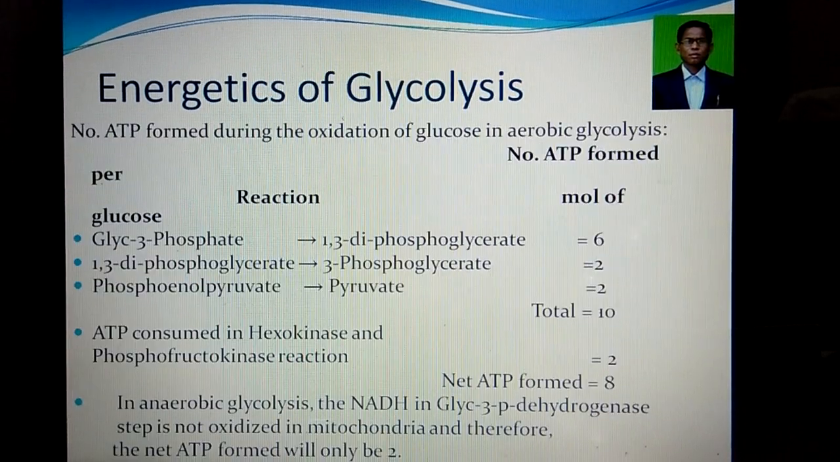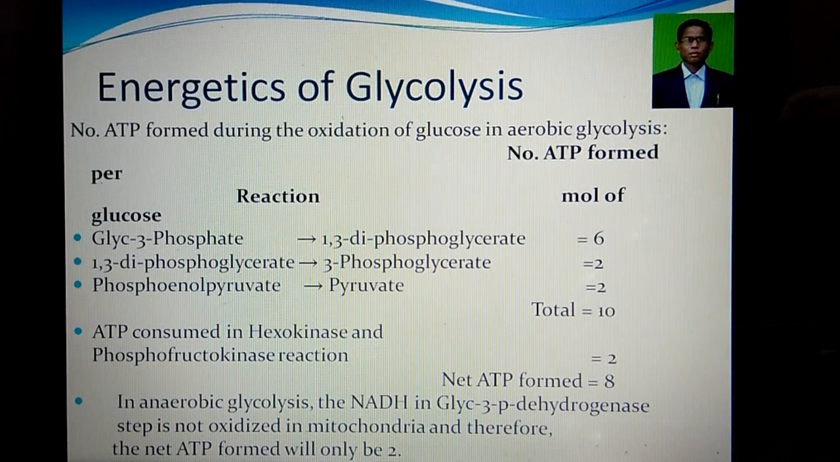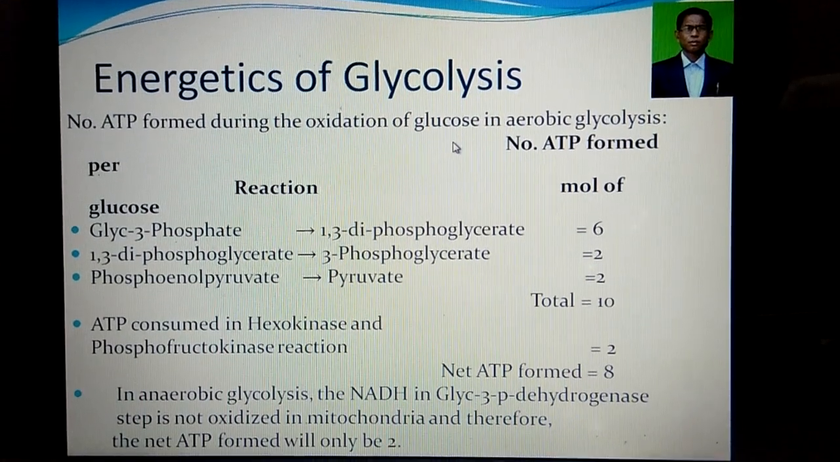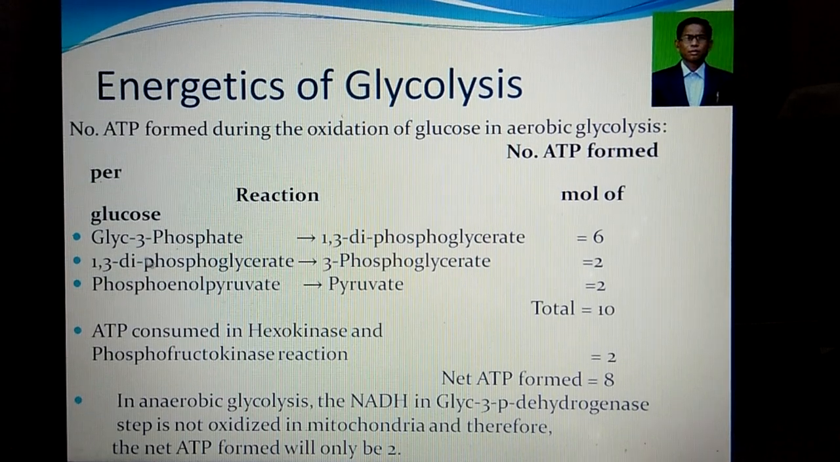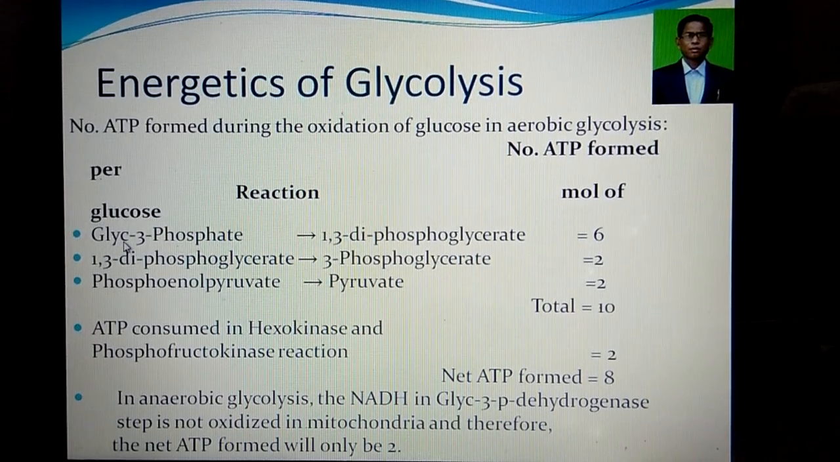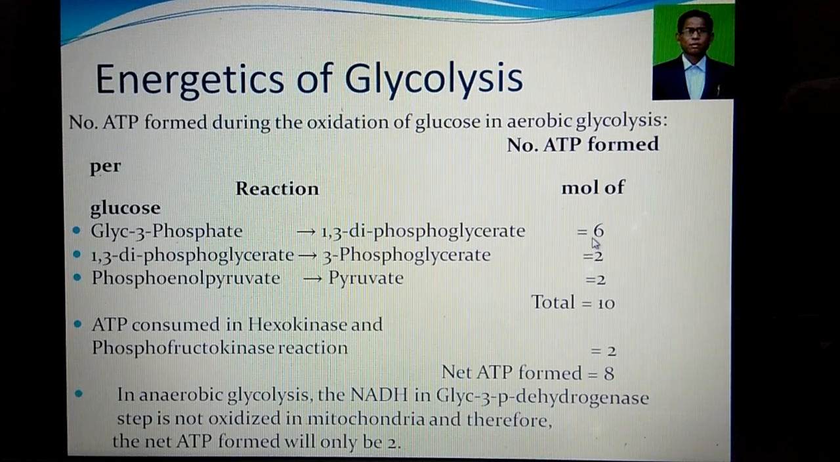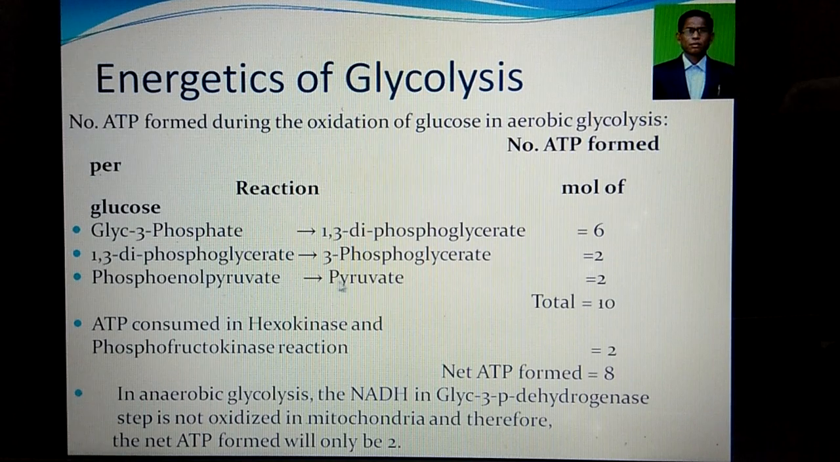Next, let us discuss the energetics of glycolysis. This is the number of ATP formed during the oxidation of one molecule of glucose in aerobic glycolysis. In the conversion of glyceraldehyde 3-phosphate to 1,3-bisphosphoglycerate, 6 ATP molecules are synthesized. In the conversion of 1,3-bisphosphoglycerate to 3-phosphoglycerate, 2 ATP are produced.